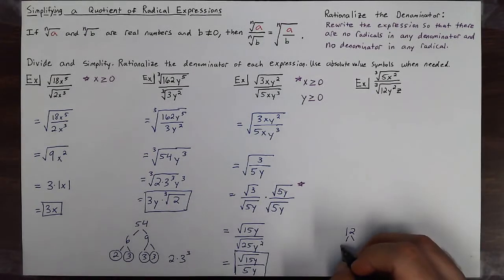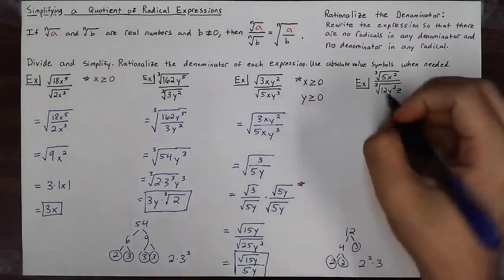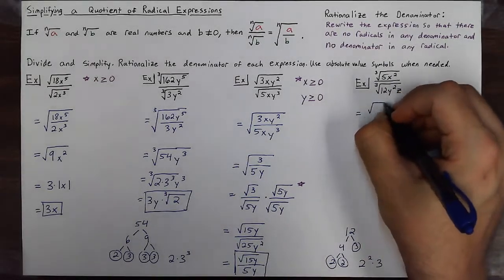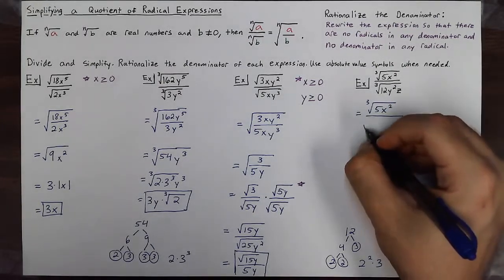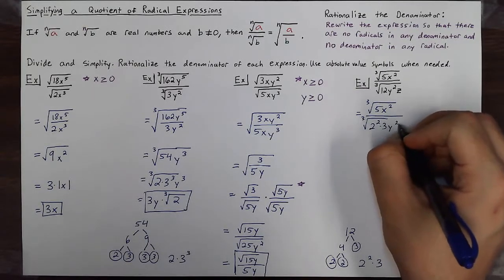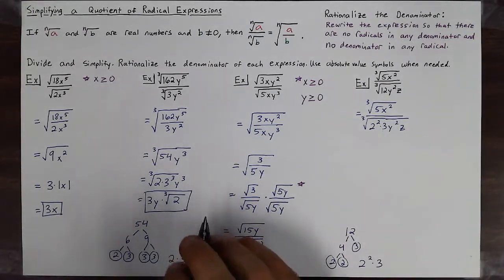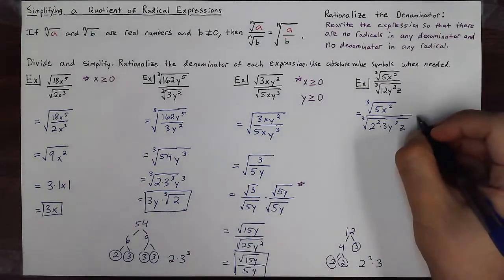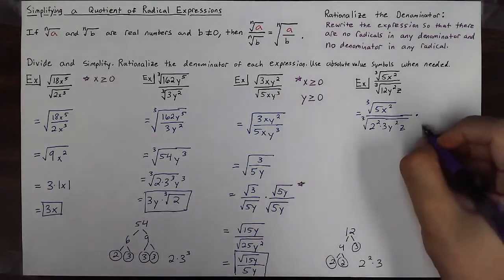So I can see if there are any perfect cubes in 12. Now 12 is 4 times 3, and 4 is 2 times 2. So I end up getting 2 2's and a 3. So 2 squared times 3 is equal to 12. So now I'm looking at the cube roots of 5x squared over the cube root of 2 squared times 3 y squared z. Now none of these factors are perfect cubes. So in order to rationalize, I need to multiply by something that would create that perfect cube for each of those factors.